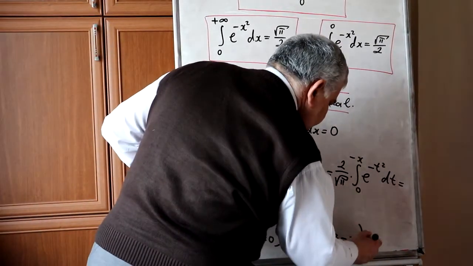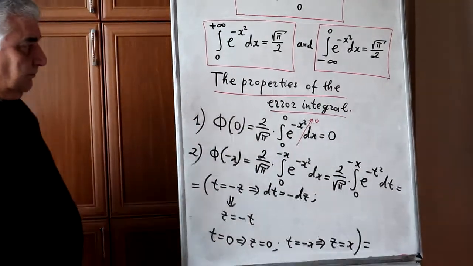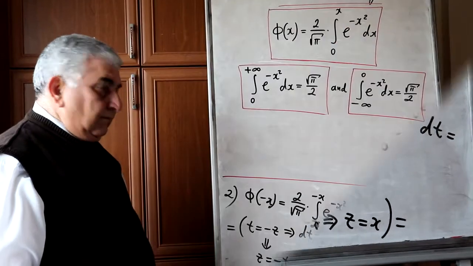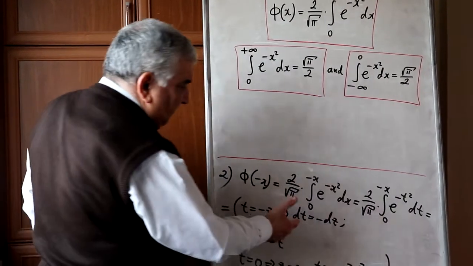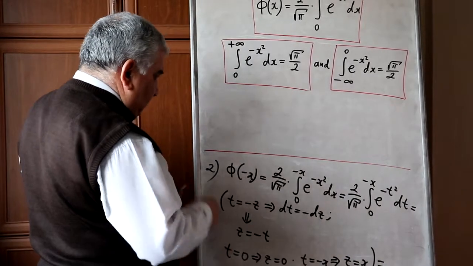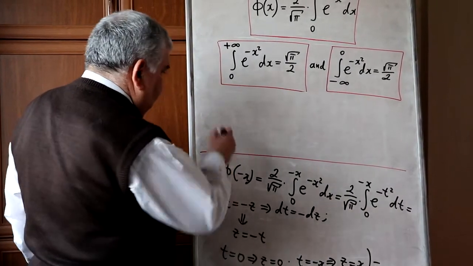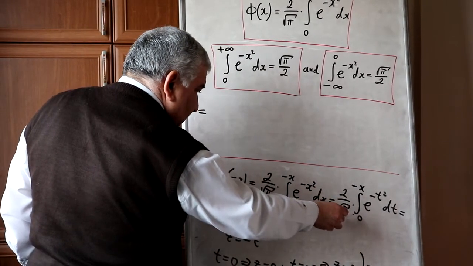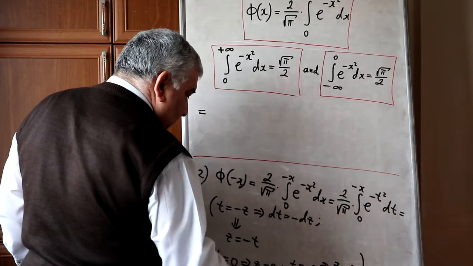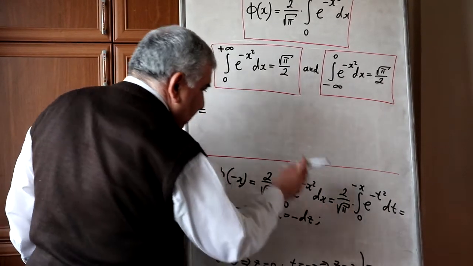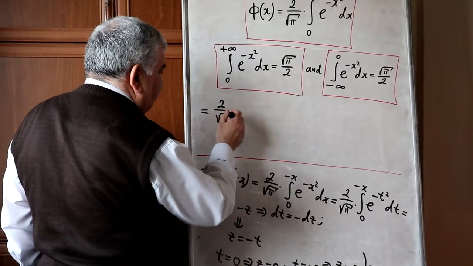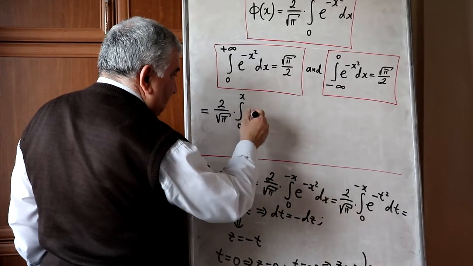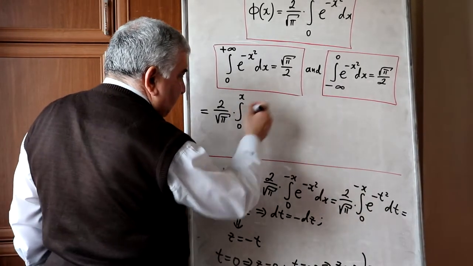Then continue. Use the obtained change equals... 0 is changed, will change by 0, and minus x will change by x. 2 over square root of pi multiplied by integral from 0 to x e raised to minus.